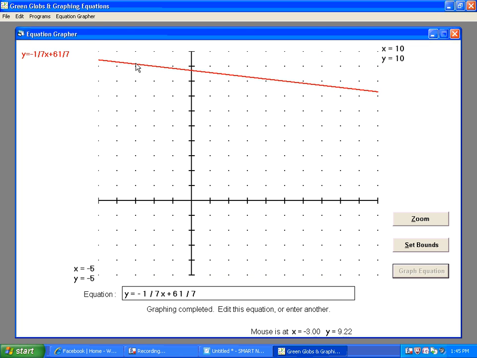And you can see, does it go through the point? Look at where my mouse is at, down at the bottom. Negative 2 comma 9? Yeah, it does. Does it go through the point 5 comma 8? Yes, it does. Okay. So that's how you check it. When you're done, you graph it.